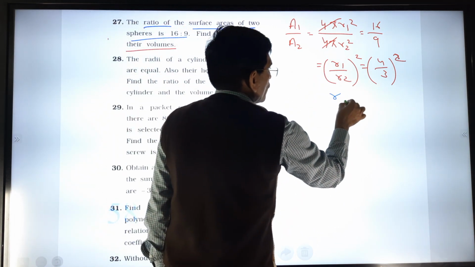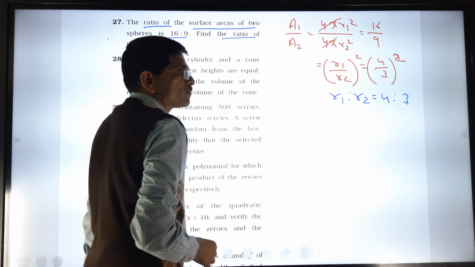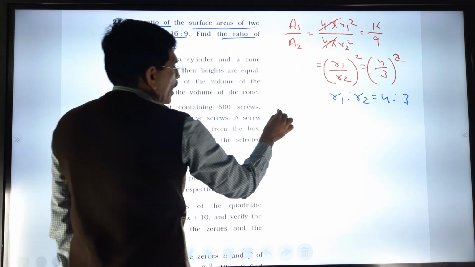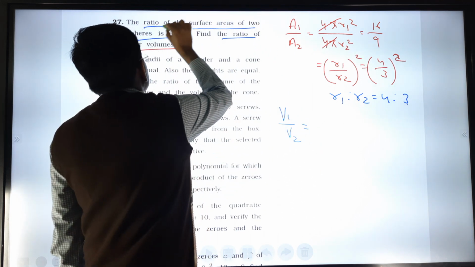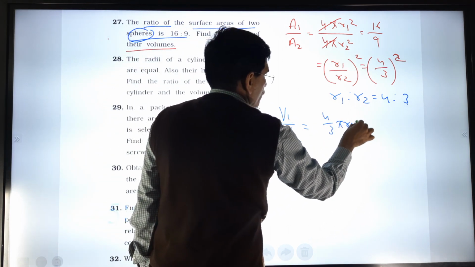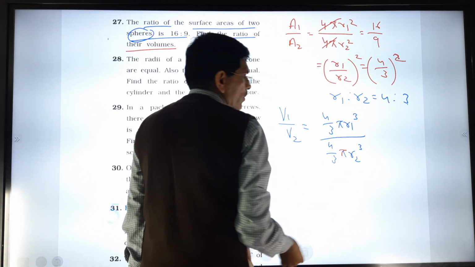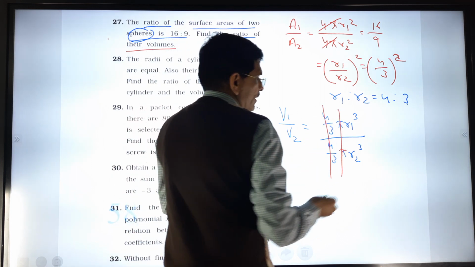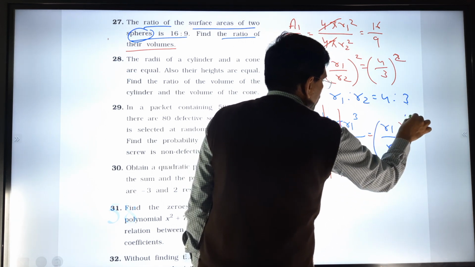So we can get ratio R1 to R2 is equal to 4 to 3. Now what do I have to write? Our target is the ratio of the volume. So V1 upon V2, using the formula for the sphere, is 4 by 3 pi R1 cube upon 4 by 3 pi R2 cube. Now you can see it should be easily cancelled. So what is remaining? That is R1 upon R2 whole to the power 3.